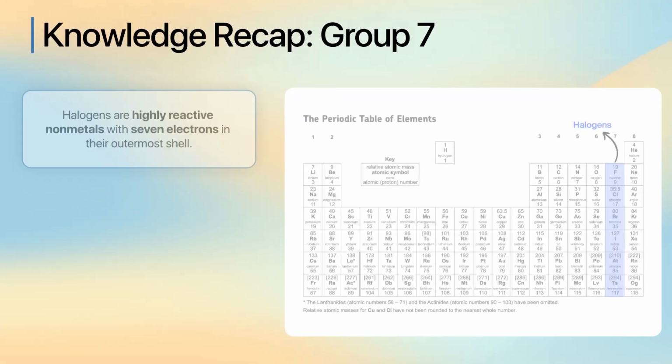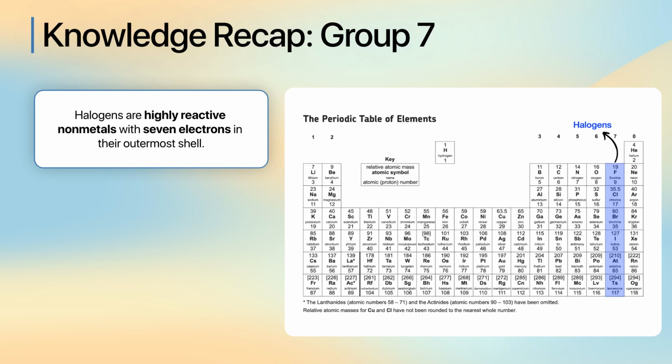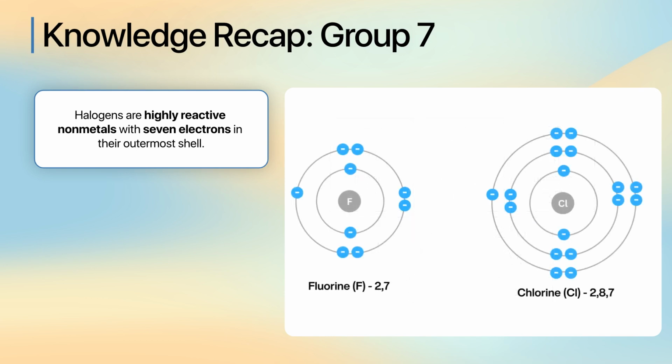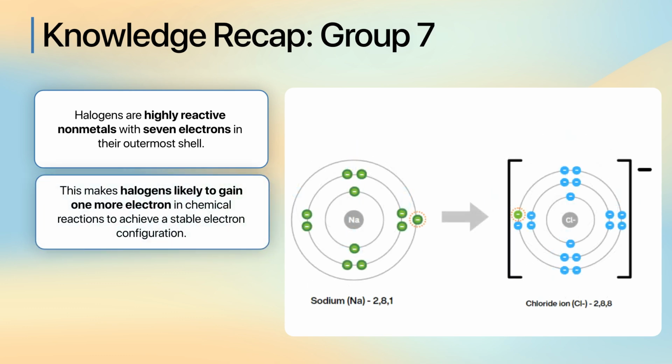So far, we've talked about the reactivity and electronic structure of the halogens. You have learned that halogens are highly reactive nonmetals with 7 electrons in their outermost shell. This makes them likely to gain one more electron in chemical reactions to achieve a stable electron configuration. Building on this foundation, in today's lesson, we'll examine how the unique properties of halogens influence the types of compounds they form with metals and nonmetals.